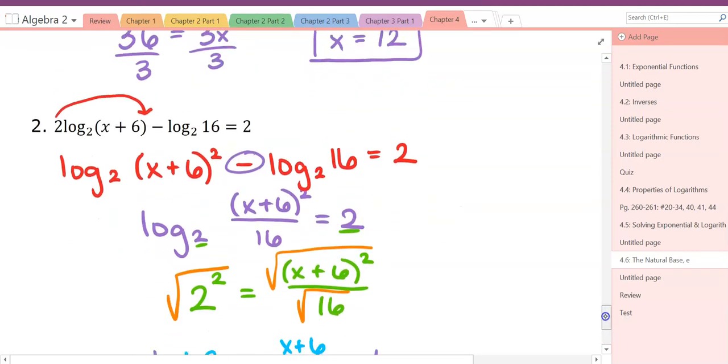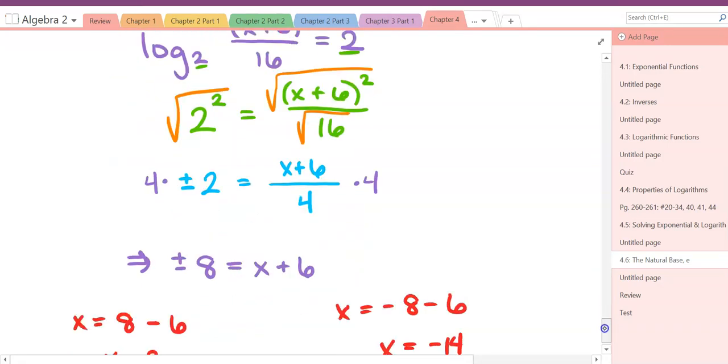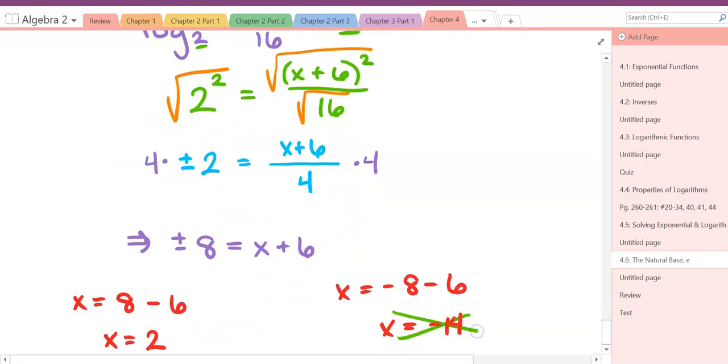If we come back up here, remember when I plug them into my logarithm, and this was the one that has the x, I cannot have a negative number. If I plugged in negative 14 for x and I added 6 to it, I'm going to have negative 8. That logarithm is not going to be able to be evaluated for a real number, so I have to throw out x equals negative 14, and I only take x equals 2.